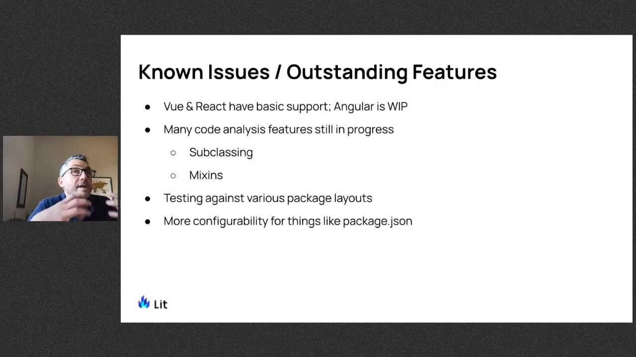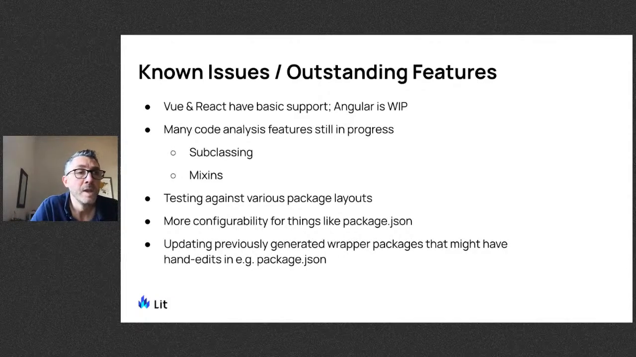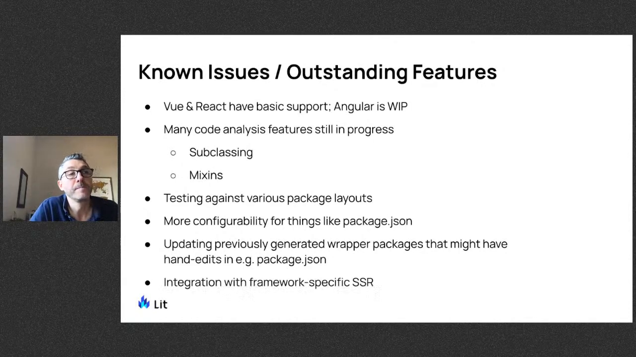The wrapper generators actually generate npm packages for your components, so that you can publish the Vue component separate from your web component, if that's a goal for you. Because of that, we generate some boilerplate like package.json. We know that we'll need to make those more configurable, so that work is not yet done. And for any of that boilerplate that we do spit out, we expect that we'll need to have features that allow updating previously generated wrapper packages that might have hand edits in them. So that's all work that's still upcoming.